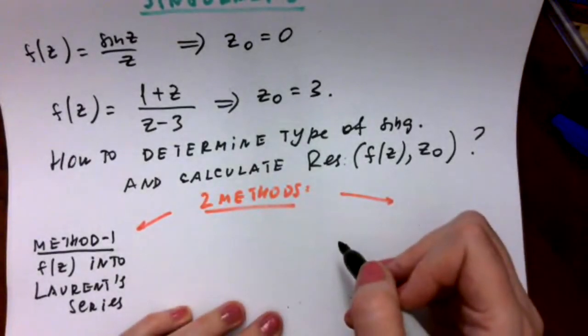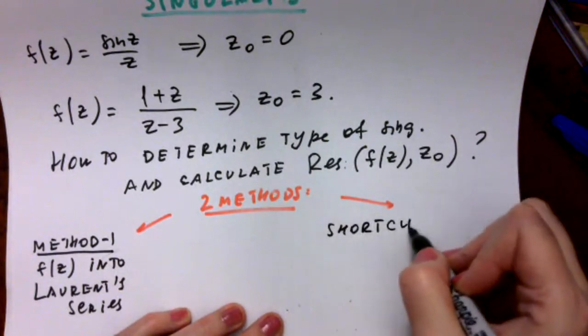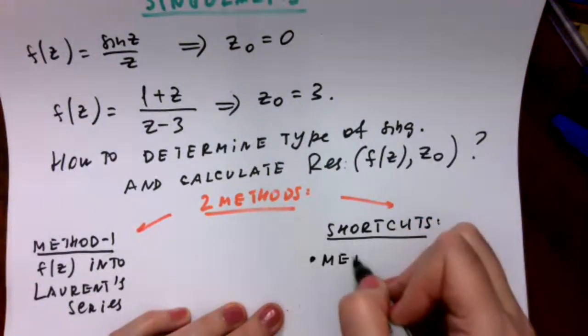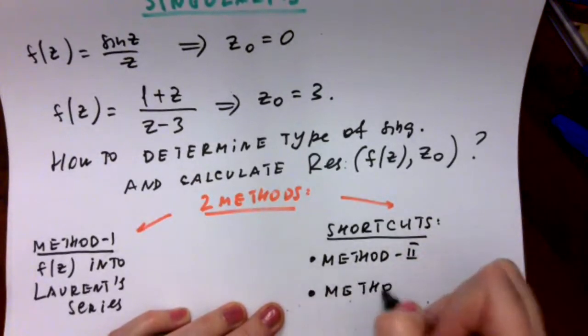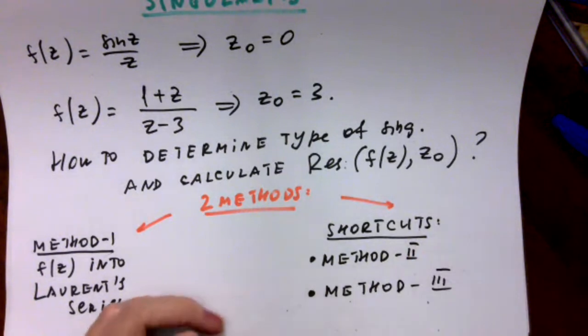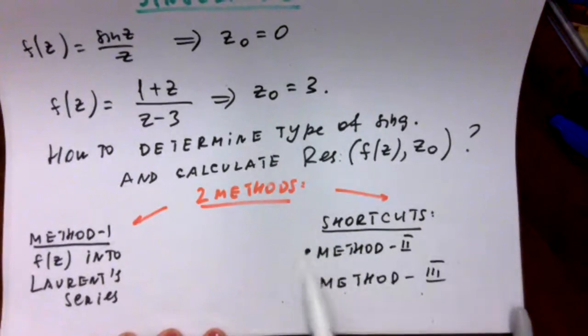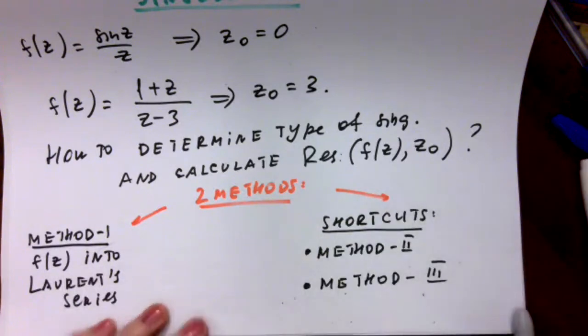And there are two other methods which are considered to be shortcuts, but in reality they are not quite short, ironically. But still we need to call them shortcuts. So this will be method 2, and even method 3. As for methods 2 and 3, they will be recorded in the next tutorial. In the current tutorial, I decided to focus only on the first method, which uses Laurent's expansion to Laurent's series. So this will come in the next video.